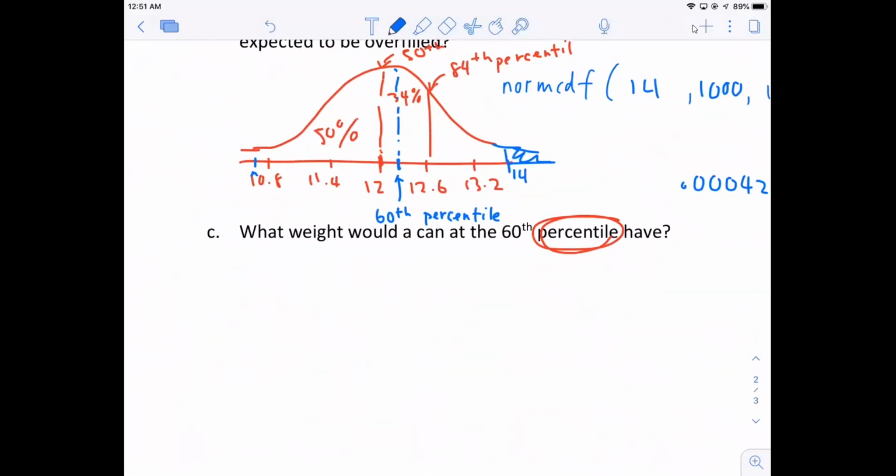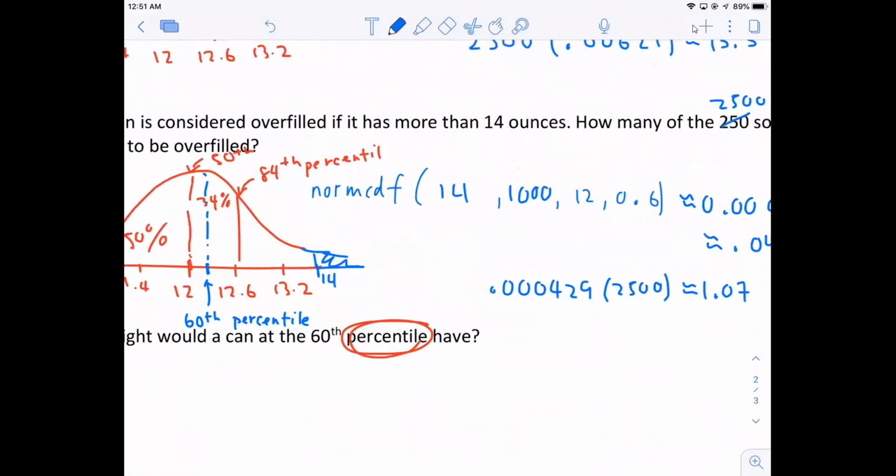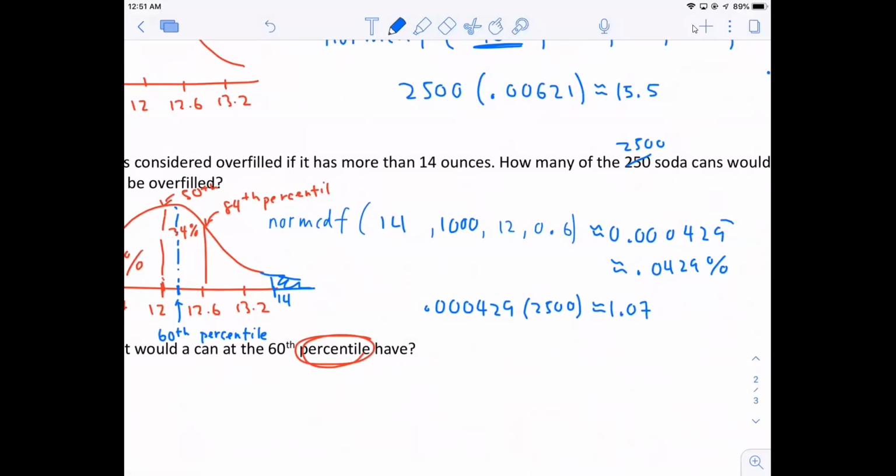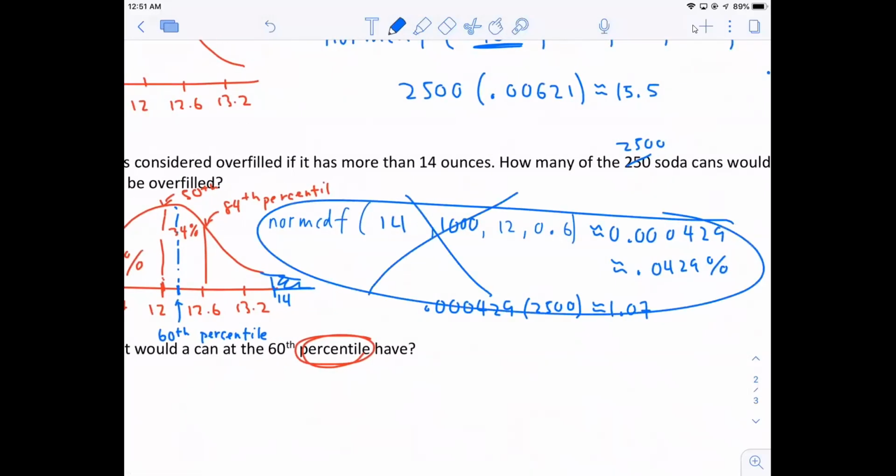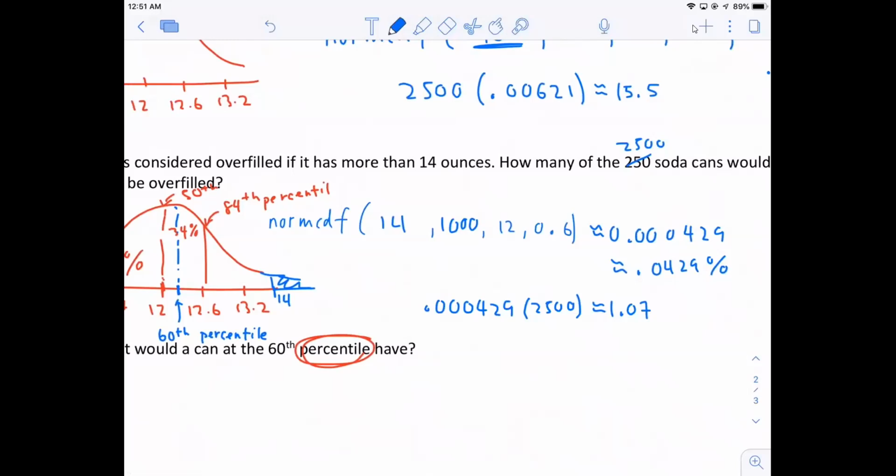So to do this, we can't do norm CDF. We have to use another function in our calculator. So let me switch my screens over to the calculator and we can talk about how to do this. All right, let me get my slider.